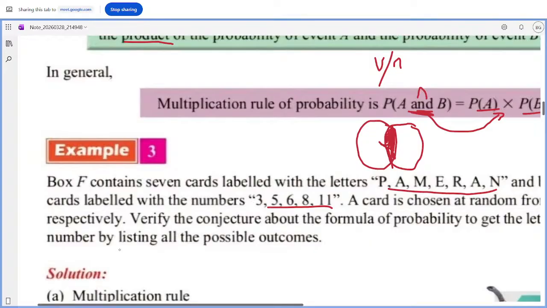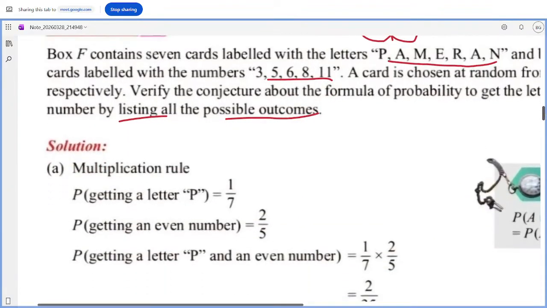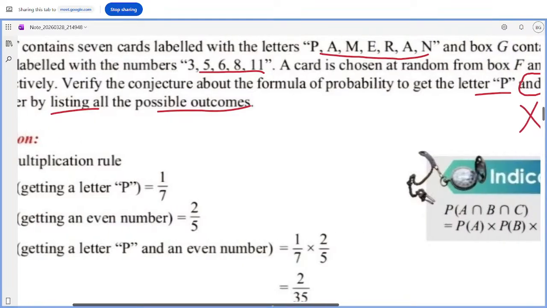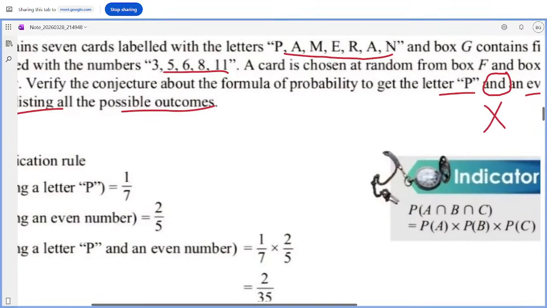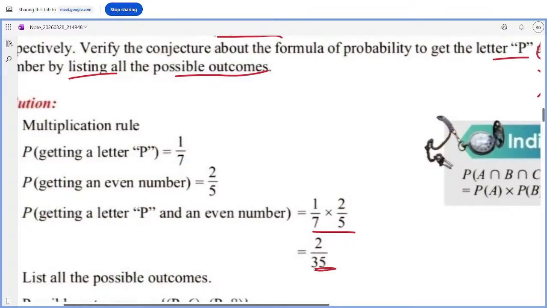Okay, so now you need to list the possible outcomes. You can use the multiplication rule since it's happening at the same time. So you guys can see here, this is the first part. Probability of getting P, very simple guys. In total, you have 7 letters, right? So you're choosing 1 out of 7. That's why 1 over 7. And then probability of getting an even number: 6 and 8 are even numbers, so 2 even numbers out of 5 over here. So 2 over 5. So probability of getting P and an even number is you just times both, directly based on the formula. You get 2 over 35.